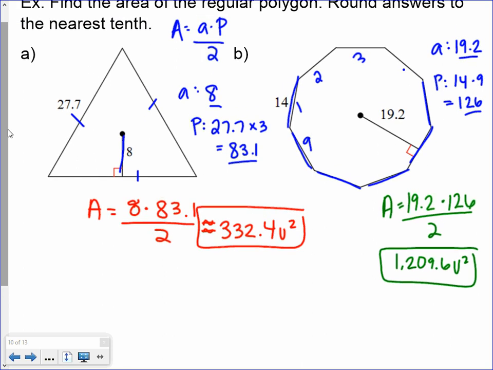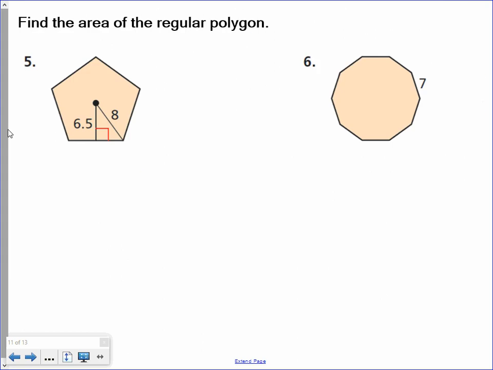Now, what happens, as we'll see in a second, when you either don't have the apothem or you don't have a side length to find the perimeter with? Let's look. Number five, we do have the apothem. Which side length up there is the apothem? Luke? Say it out loud. 6.5. You've got to be confident with your answers. The apothem is 6.5. 8 is the radius, which we don't use in the problem.